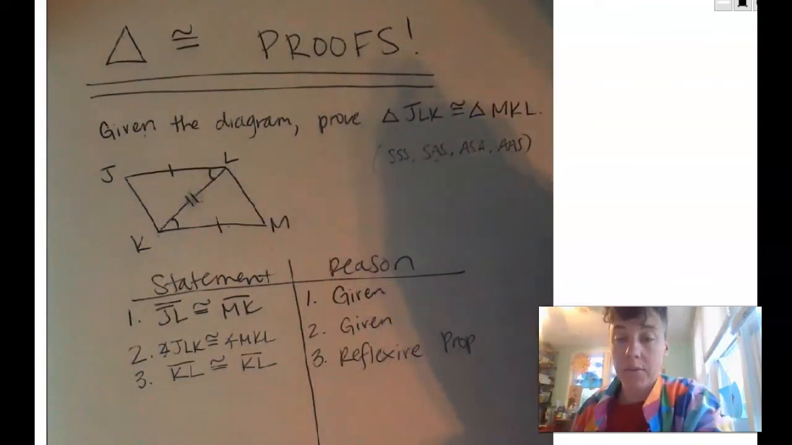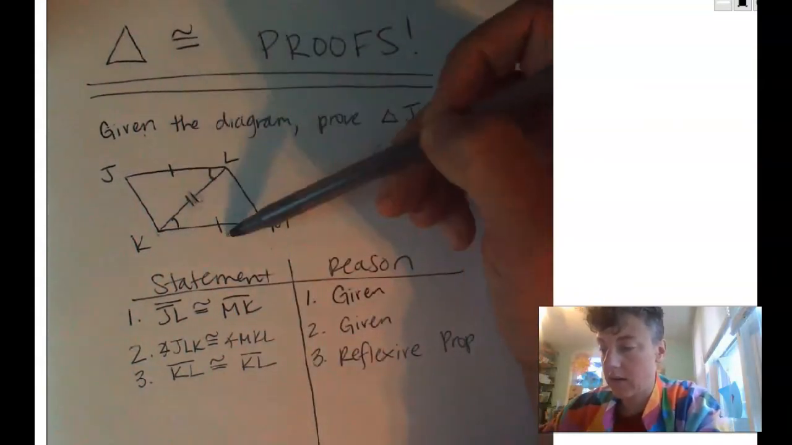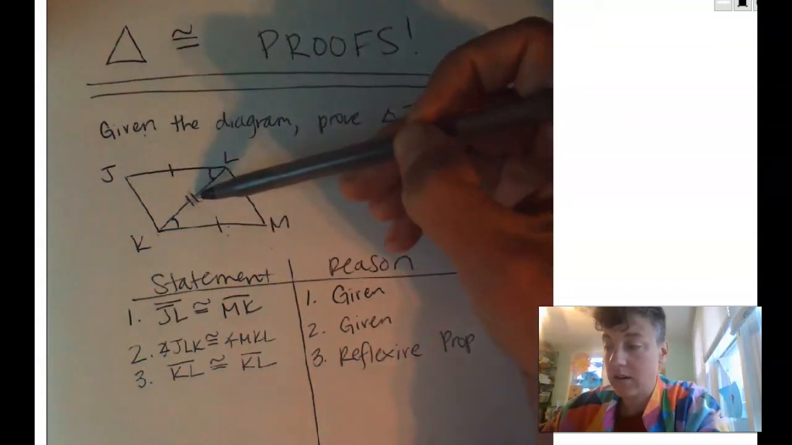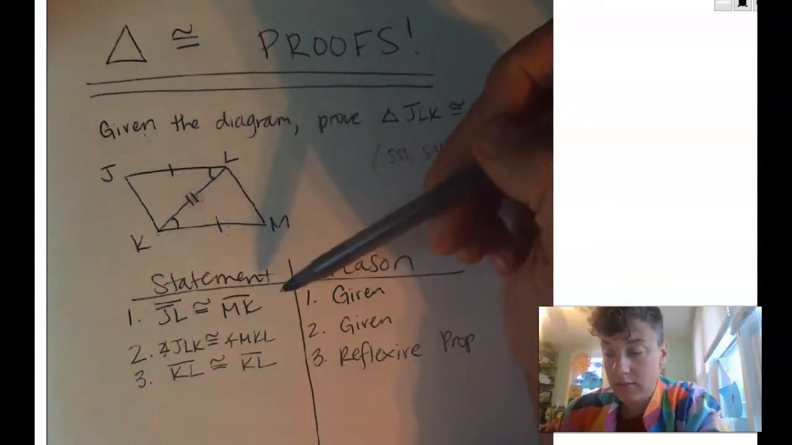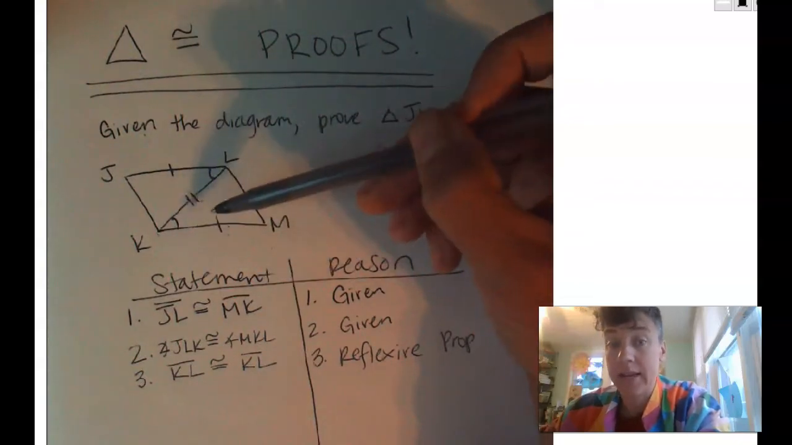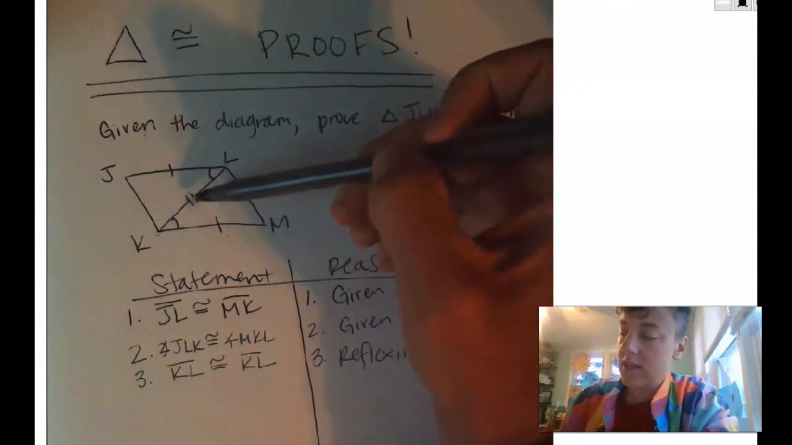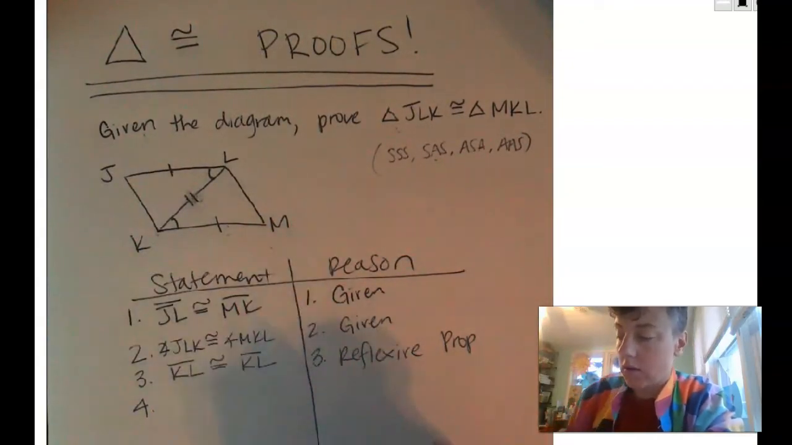Reflexive property says something is congruent to itself. So now we have a pair of sides that are congruent, a pair of angles that are congruent, and another pair of sides, because this side KL is part of both triangles, so it's counting as a pair of sides. We've got a side angle side situation. So we know that these triangles now are congruent.